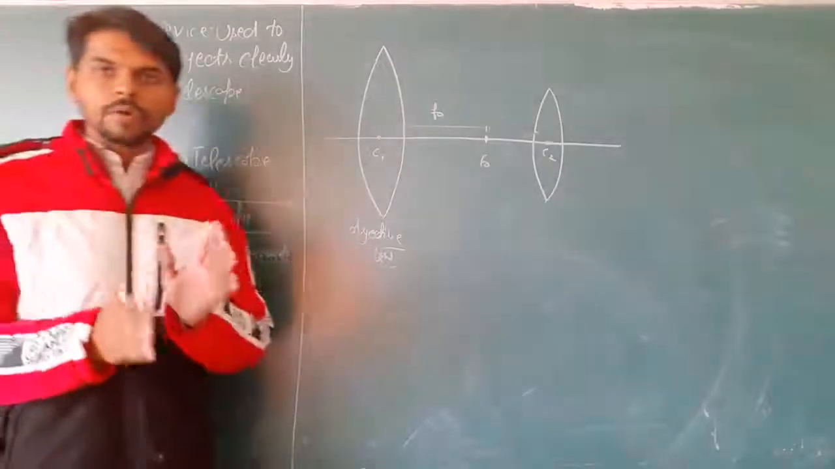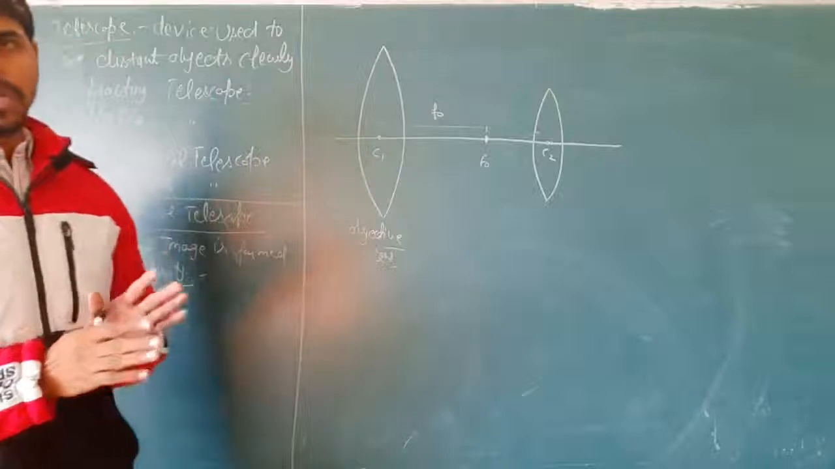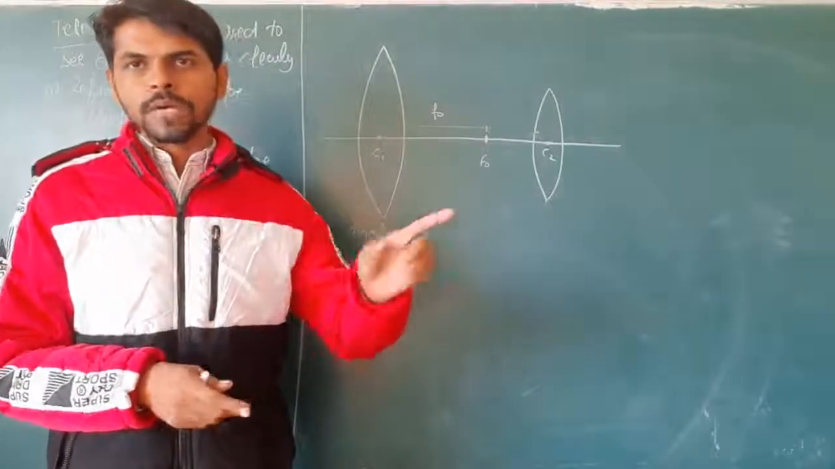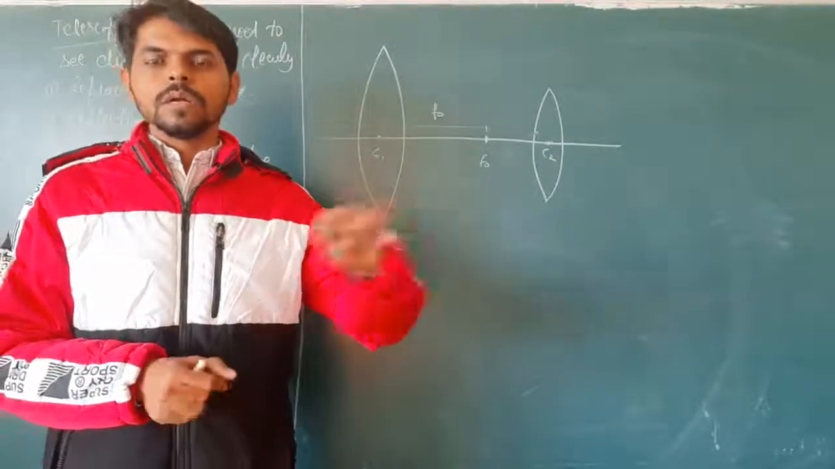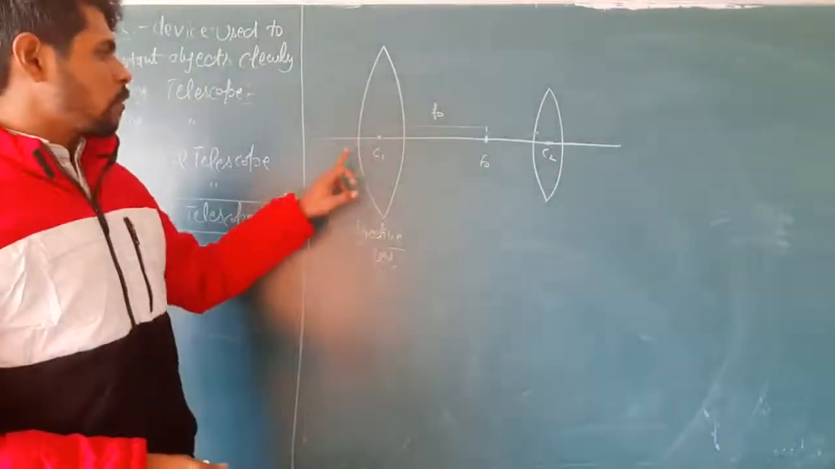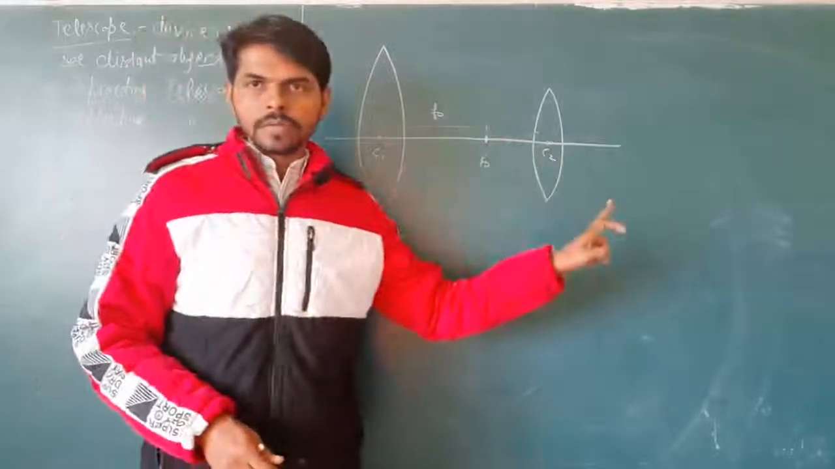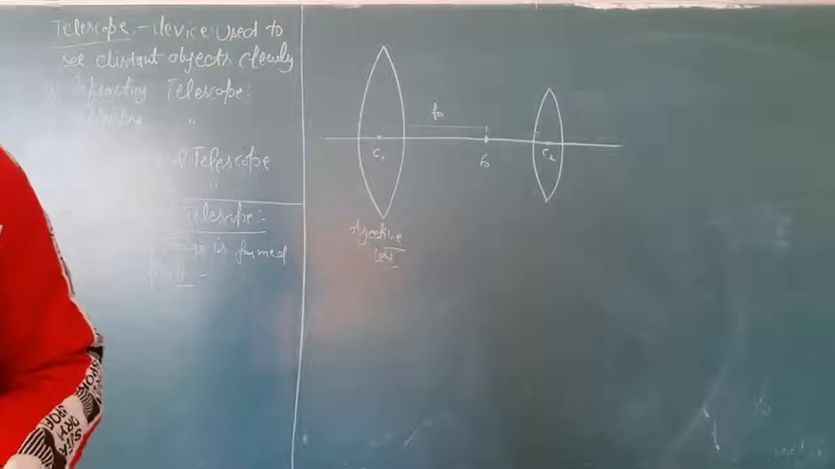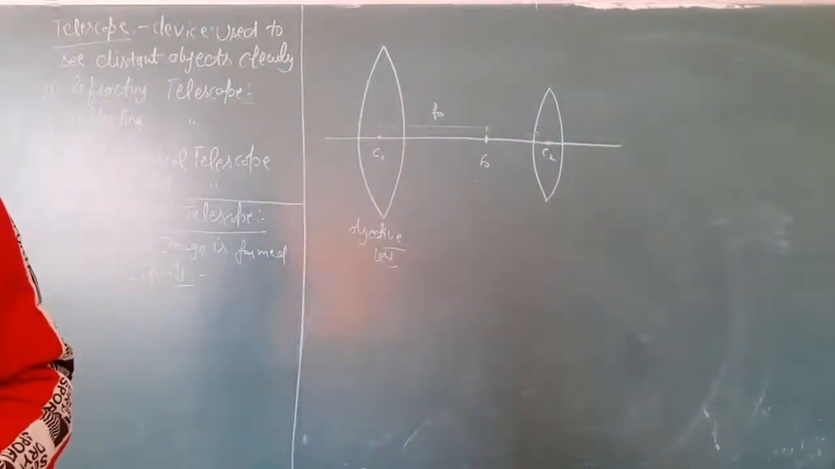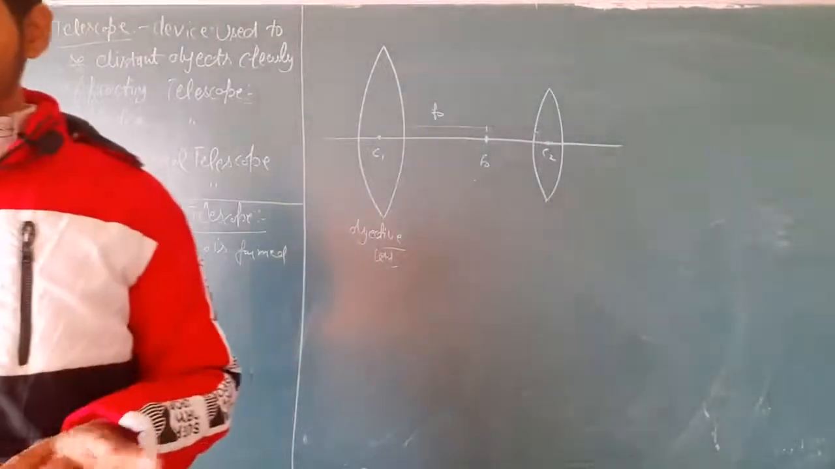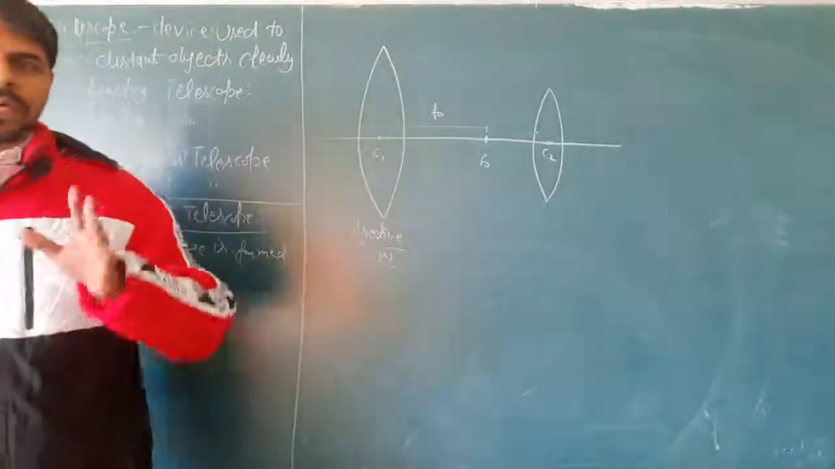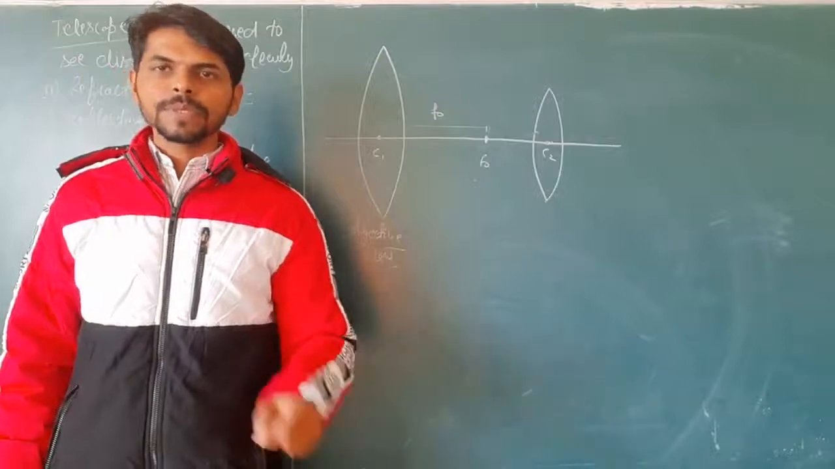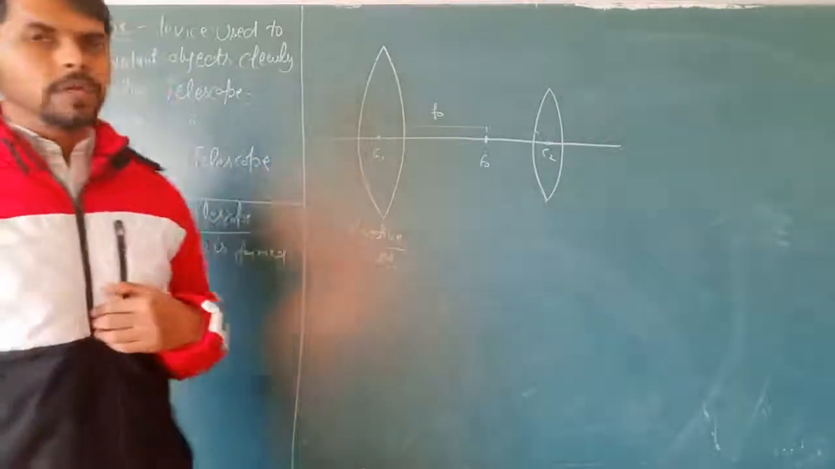Final image will be formed by the combination of two lenses. It means, as we discussed in the compound microscope, the image formed by objective lens will be the object for the eye lens. So, let us discuss first of all, object is at, final image is at infinity. As we are using the astronomical telescope, it means we are viewing the object at infinity. It means we have the objects at infinity.